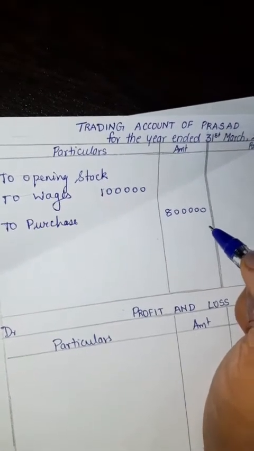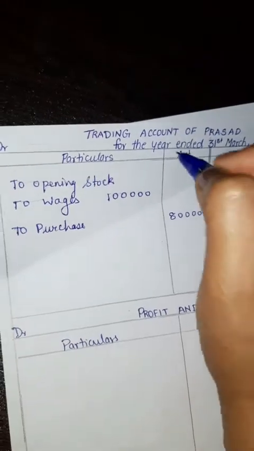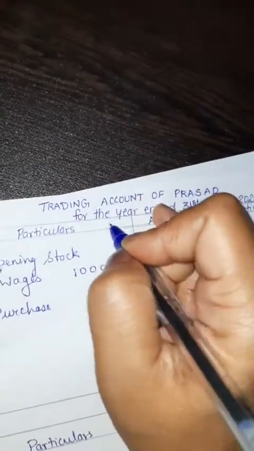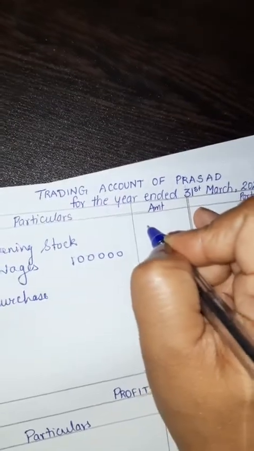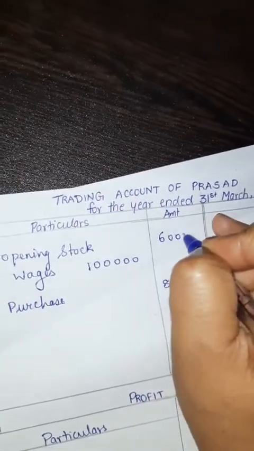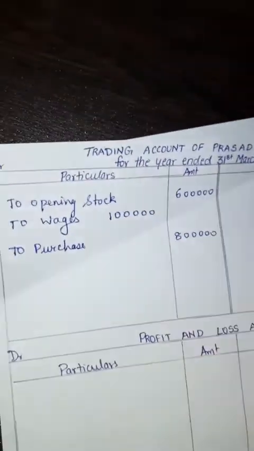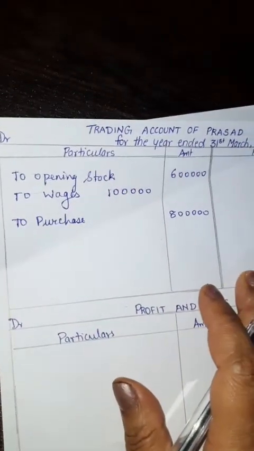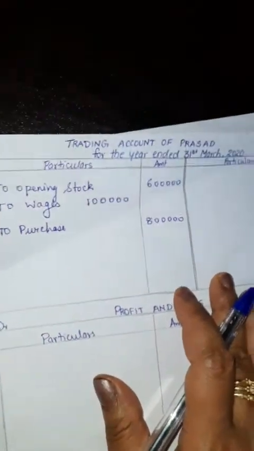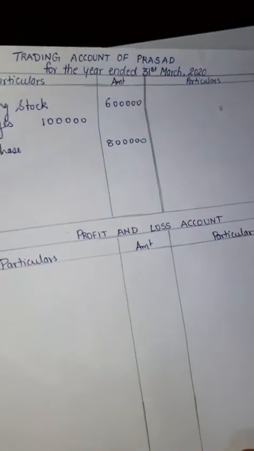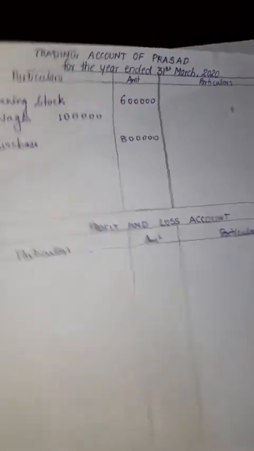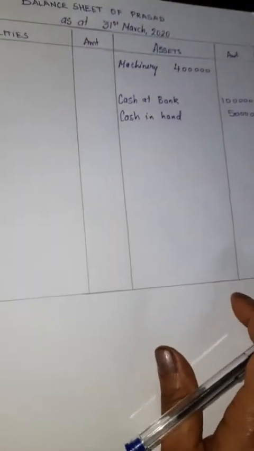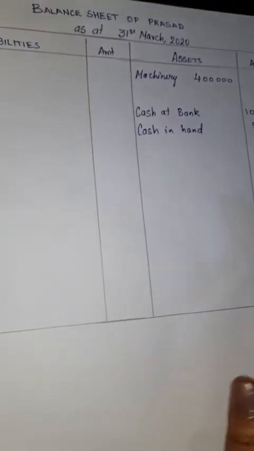Okay, next item in this order is stock on 1st April 2019. That means it's an opening stock. We have already written the item here, but the amount was yet to be posted. So that amount you can write here now, 6 lakh. Okay, next in your question it is given sundry debtors. We have written that sundry debtor is an item which should come in the balance sheet asset side.